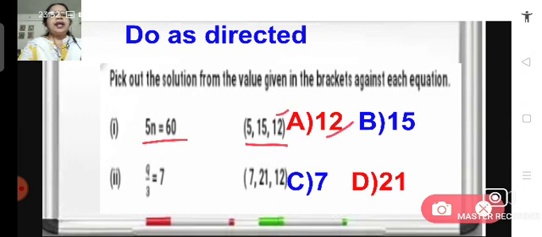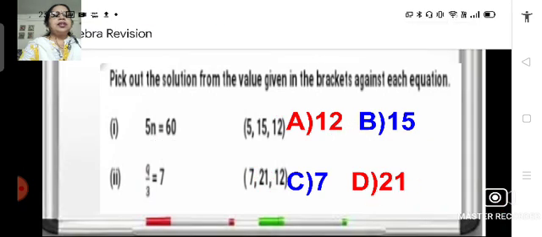Next one is q upon 3 is equal to 7. So, what will be the value of q here? It will be 21, isn't it? When we take 21 upon 3, then LHS becomes 7. So, LHS becomes equal to RHS. So, D, that means 21 is the solution to this equation.